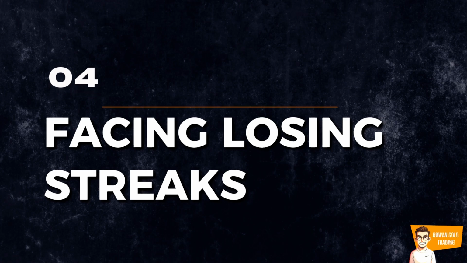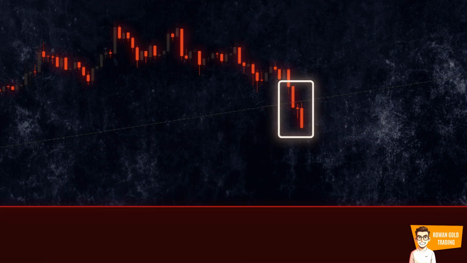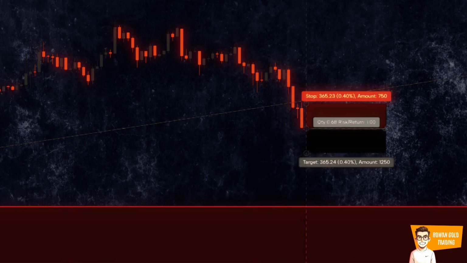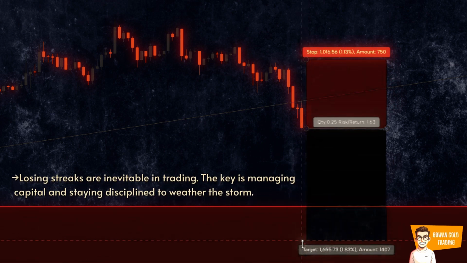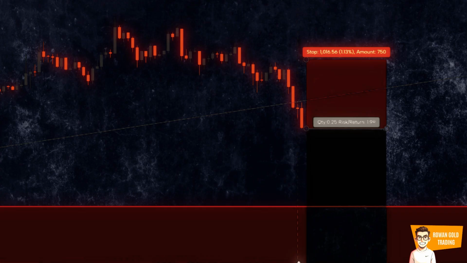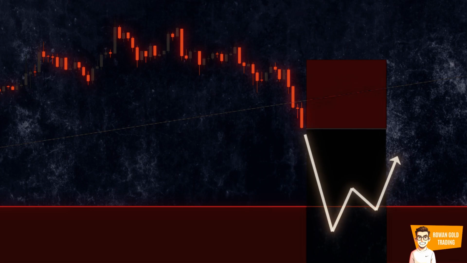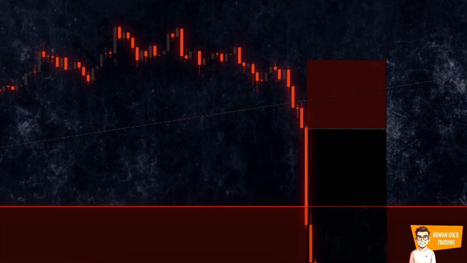Which leads us to section 4, facing losing streaks. Let's talk about the psychological side of things. Let's look at a radically transparent, real-world example from a gold chart. Imagine this. Morning session, a perfectly valid short setup appears. You take it and bam, it hits the stop loss. That's a 1R loss, meaning 1 unit of your risk is gone. Later that afternoon, a second valid setup shows up. Again, you follow the rules perfectly, and again, you get stopped out. Another 1R loss. You're now down 2 full units for the day.